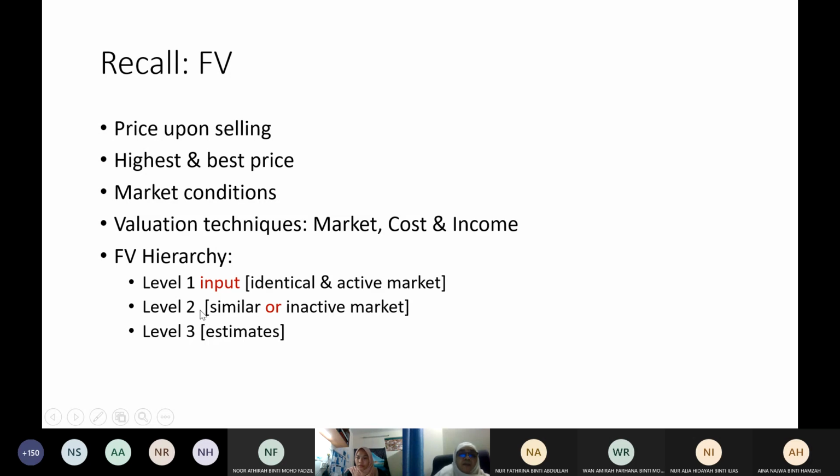But if you don't even have level two, then you have to move on to level three, where you get the numbers that you're going to plug into these valuation techniques from estimates. So you have various calculations that have been done to get these figures to put into these valuation methods. So this is the general revision that you have to know for fair value. If you want to revise in more detail, please refer back to the topic on fair value. I think that you covered it in FAR 3.